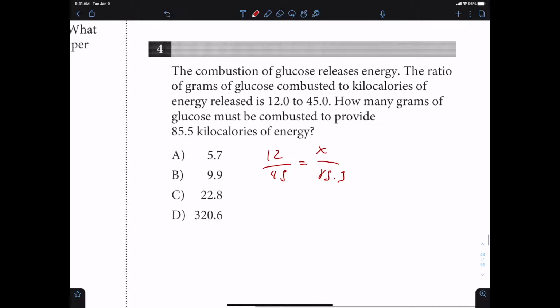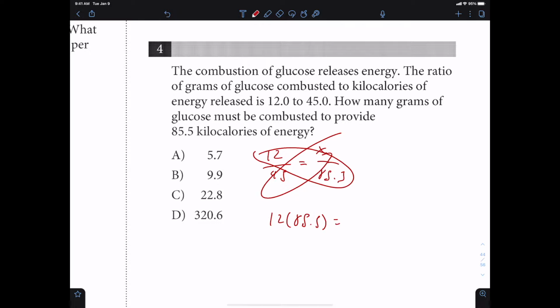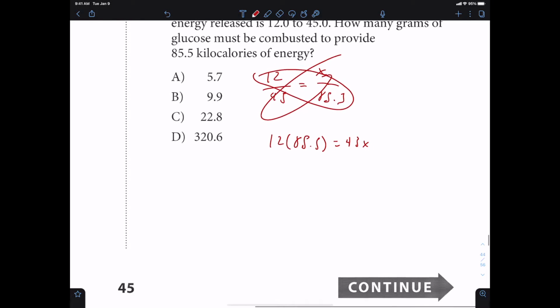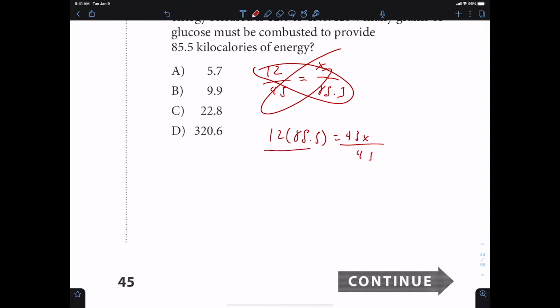So if we cross multiply, we're going to get 12 times 85.5 equals 45x, and we're going to divide by 45 on both sides. I'm going to plug this into my calculator really quick. So 12 times 85.5, I'm going to divide that by 45, and that's going to give us 22.8, or option C.